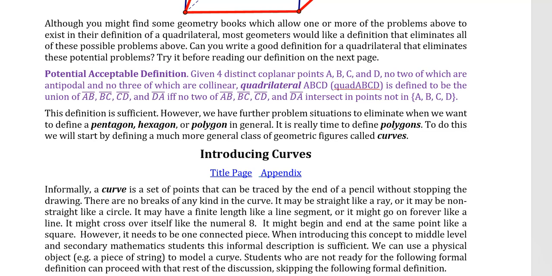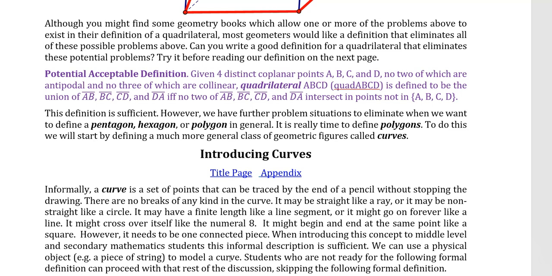And when introducing this concept to middle level students and secondary mathematics students, this informal description is sufficient. We can use a physical object like a piece of string to model a curve. That string could be laid on the table to represent a curve in a plane, or it may be moved out through 3 dimensions in space to represent a 3D space curve.